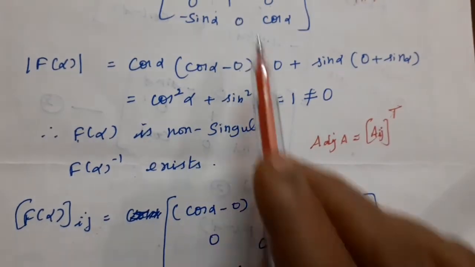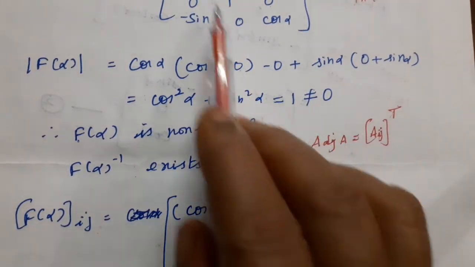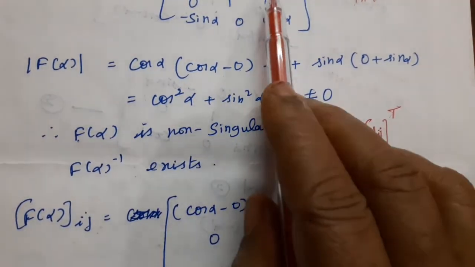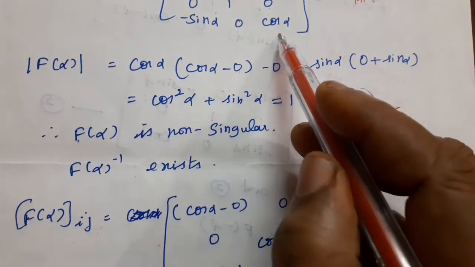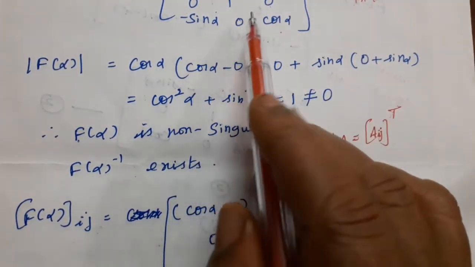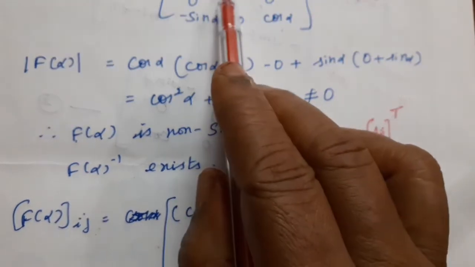1 into cos alpha minus 0 into 0 gives 0. Next, the second one is 0. This 0 is multiplied with anything, leave it. Next sin alpha. Sin alpha into sin alpha, leaving that row as well as column. So what is sin alpha? We leave that. First cos alpha, next 0, next what?